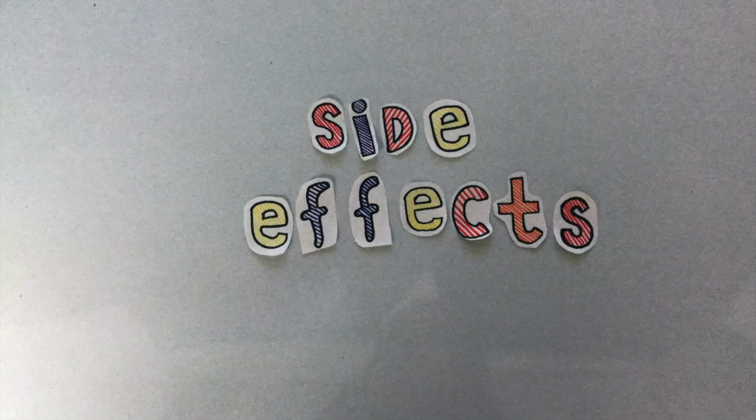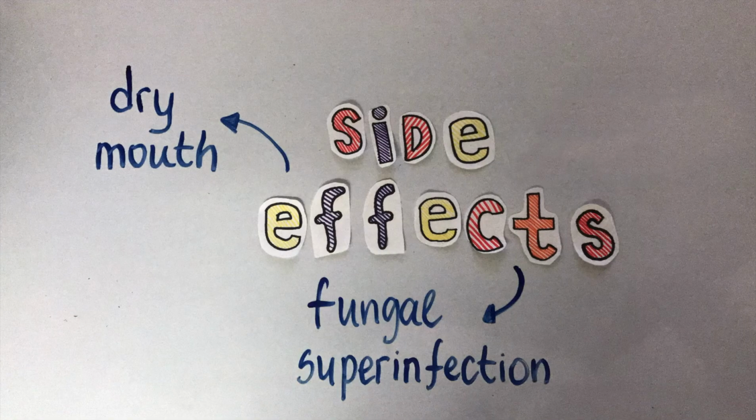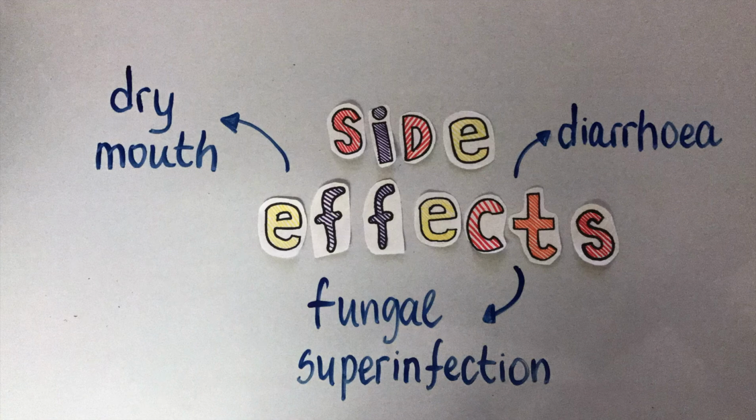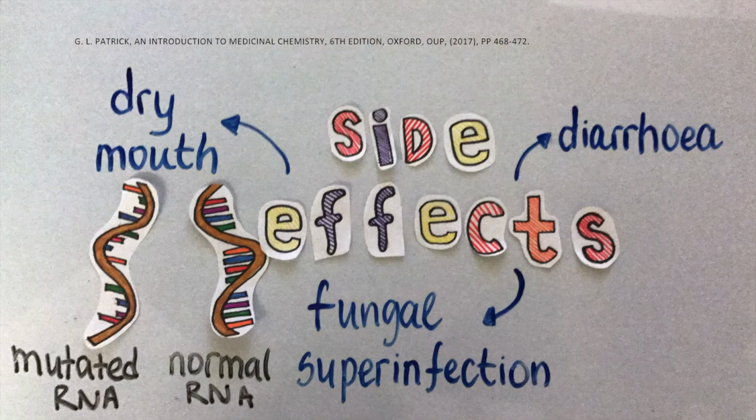Following the mechanism of action, like many drugs, doxycycline also causes some side effects, including dry mouth, fungal superinfection, and diarrhea. Fungal superinfection is when mutations in the RNA can affect the binding site and weaken the binding interactions, therefore creating a resistance against tetracyclines. This leads to the formation of another infection.